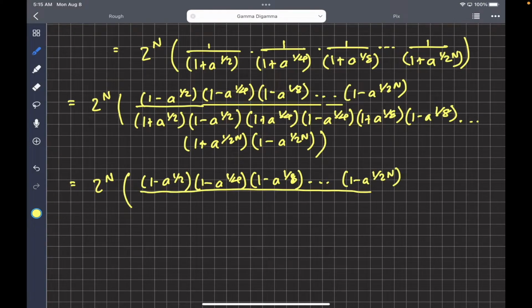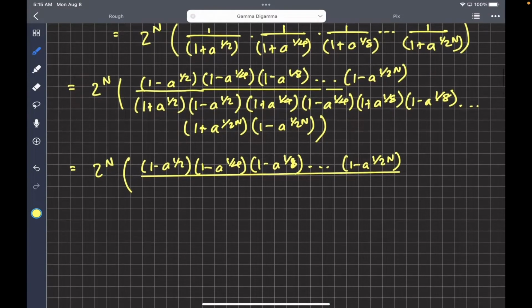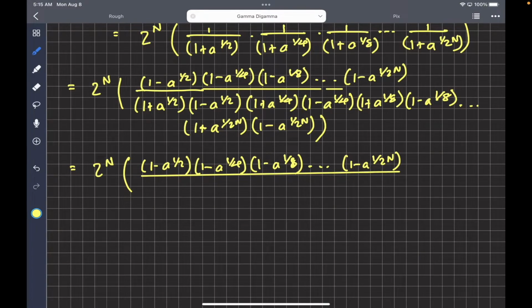Maybe I will rewrite this in a slightly better way. And then what happens in the denominator, and this was the purpose of introducing these additional terms everywhere, is the 1 plus a to the 1 half and 1 minus a to the 1 half will be a difference of squares identity. So it's going to be 1 minus a to the 1 half squared, so that's going to be 1 minus a, just that. 1 minus a to the 1/4 and 1 plus a to the 1/4, we have to square that, that's multiplying the power by 2, so 1 minus a to the 1 half. This is just the difference of squares identity applied on these successive pairs of terms.